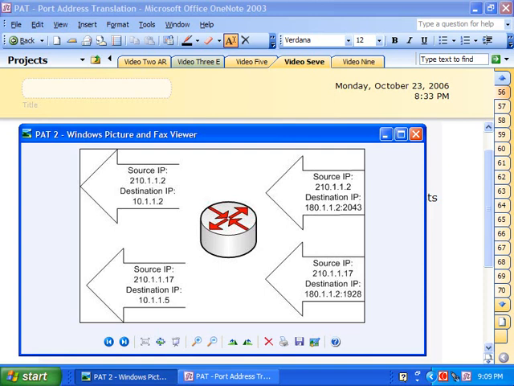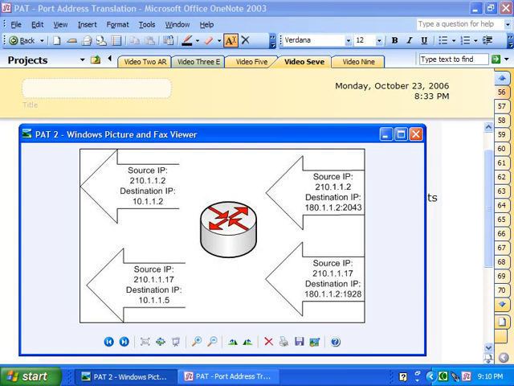Now again, PAT is often referred to as overloading. It's actually very rarely referred to as PAT, as a matter of fact. There are two reasons for that. First off, we are overloading an IP address, in effect. But the other reason is that the actual command that differentiates NAT from PAT on most routers, including Cisco routers, is the simple word overload.